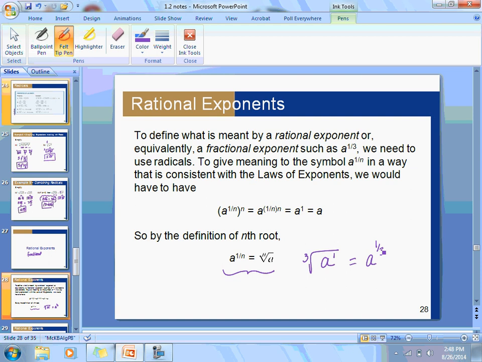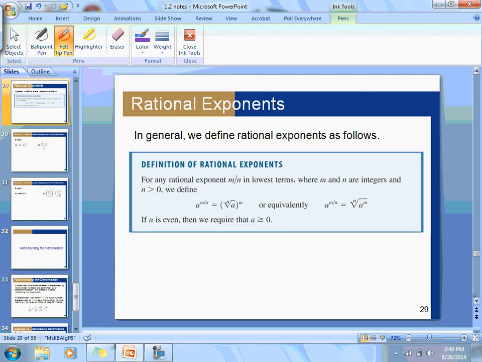So this shouldn't be a completely new concept. And this expression, we can rewrite it from left to right, or we can rewrite it from right to left. They're interchangeable. We can go back and forth between them. Sometimes it's easier to work with fractional exponents than it is to work with radicals. Some people prefer radicals over fractional exponents, but you need to be familiar with both. And that's basically what this little box explains here.